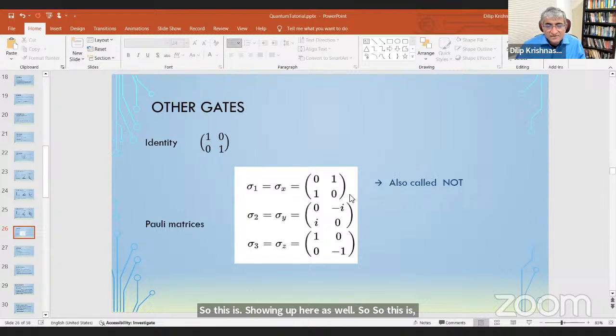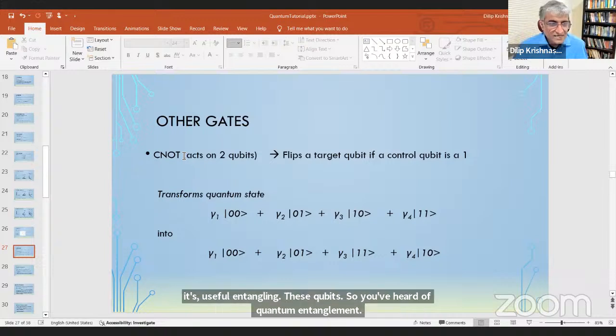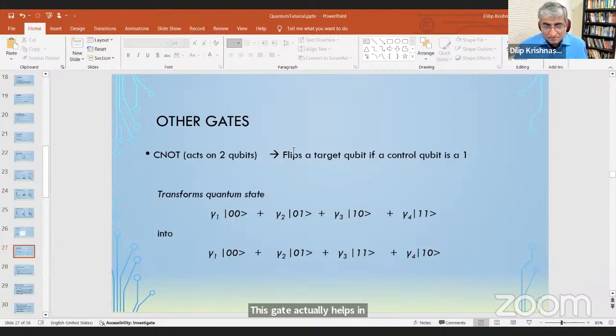These are the other kinds of matrices, called Pauli matrices: sigma 1, sigma 2, sigma 3, or sigma x, sigma y, sigma z, and so on. And there's another gate called the CNOT gate, which acts on 2 qubits and is used for entangling these qubits. So you've heard of quantum entanglement. This gate actually helps in that. The way it works is there is a control qubit. If that control qubit is a 1, then it flips a target qubit.